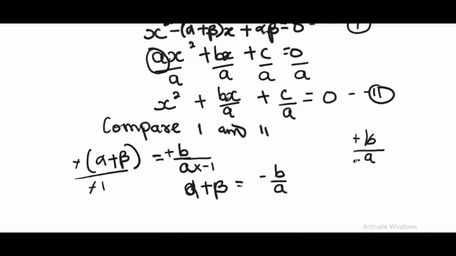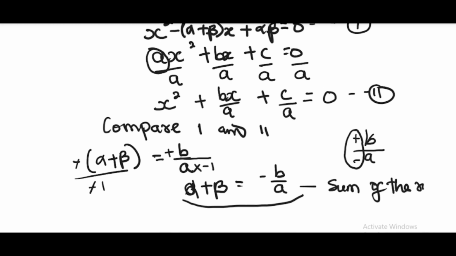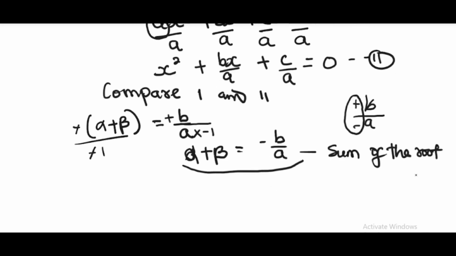Plus divided by minus is what? Minus. So when plus is divided by minus, that's why the minus is here. So this is the what? The sum of the roots of the quadratic equation we had there.